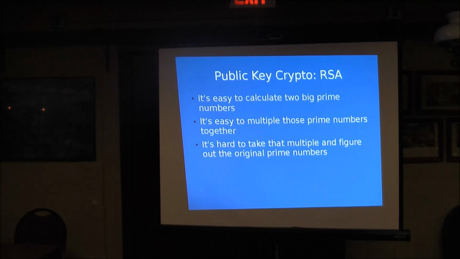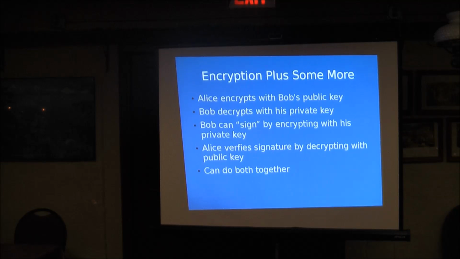Relatively speaking, that's an easy process. It's easy to multiply those two big prime numbers together. But if I just gave you a big number and said this is the product of two primes, figure out what the original primes were, that's very, very difficult. People have been trying to figure that one out for centuries, and it doesn't look like we're going to solve it anytime soon. And quite possibly it can't be solved, although we don't know that for sure.